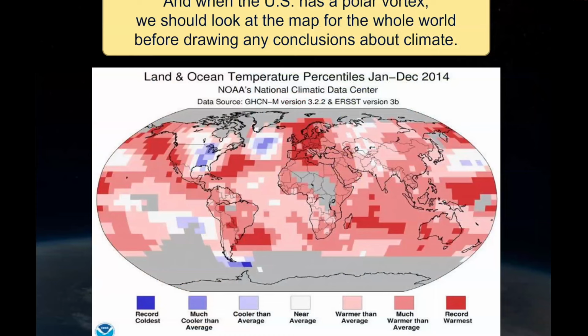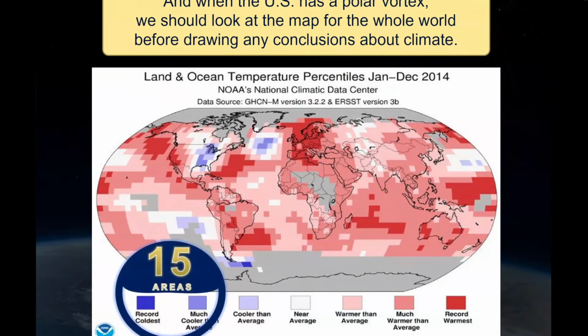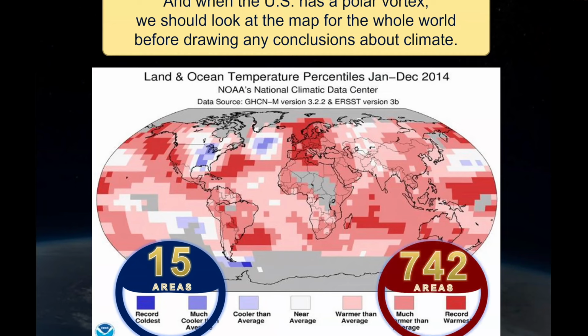And when Texas had that cold temperature, shown on this map from 2014, before you draw a conclusion about the whole world, you ought to take a look at the map of the whole world. There were indeed 15 areas of the world that were colder than average or had record cold temperatures. But there were 742 areas that had warmer than average or record warm temperatures.